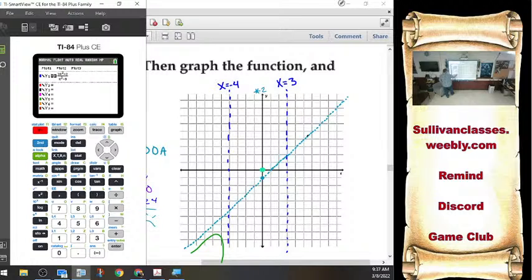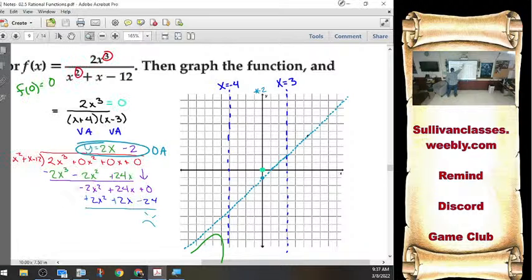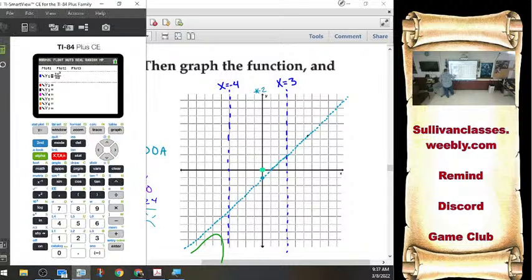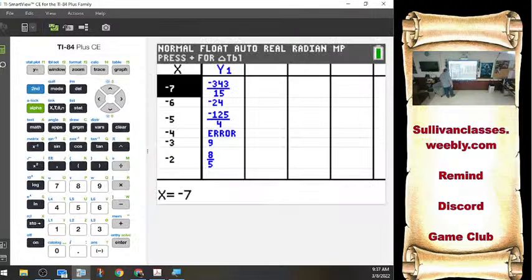Y is, clear, 2x cubed over, was it? X squared plus x minus 12. X squared plus x minus 12. There we go. Go to my table. Oh boy. There's some fun numbers.